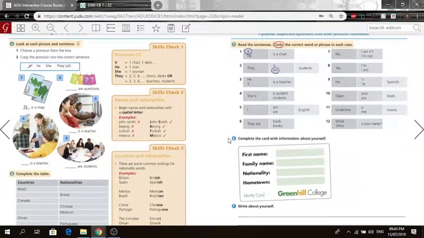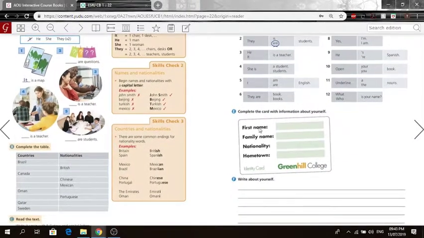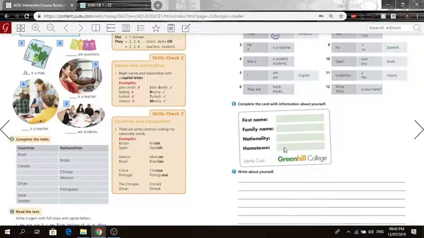Moving on to exercise number E. Complete the card with information about yourself. This should be pretty straightforward, so just write your first name down, family name, nationality, and hometown. So for me, first name would be Ahmed, family name would be Abdul Jalil, nationality would be Egyptian, and hometown would be Cairo.